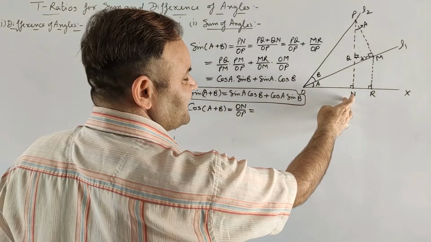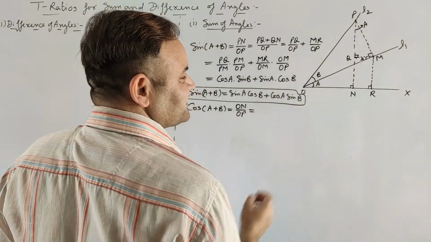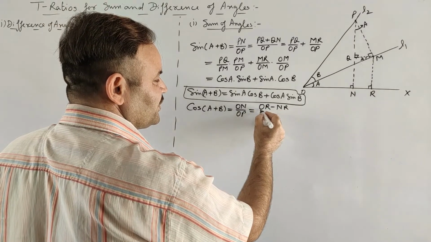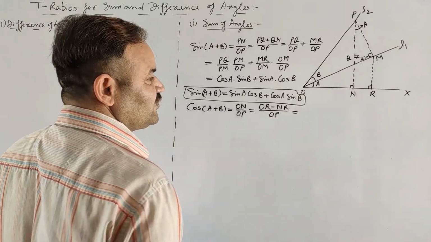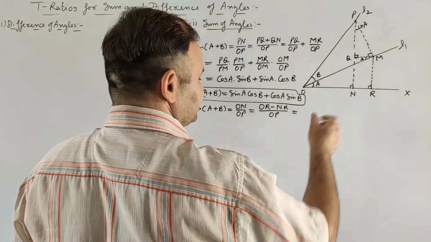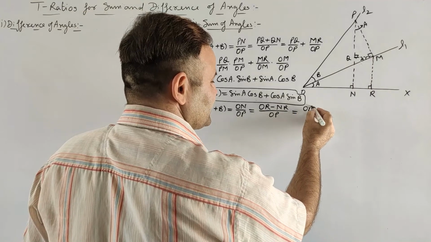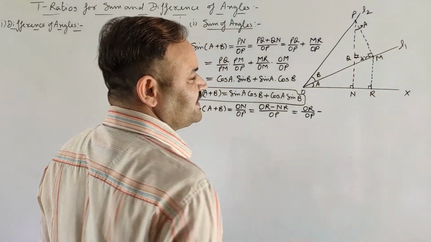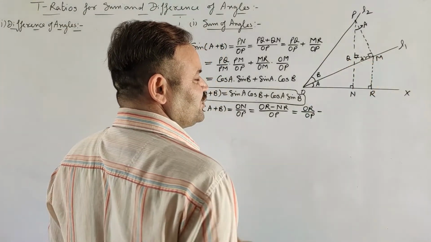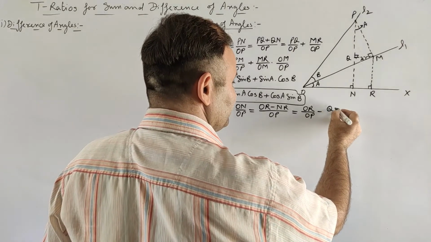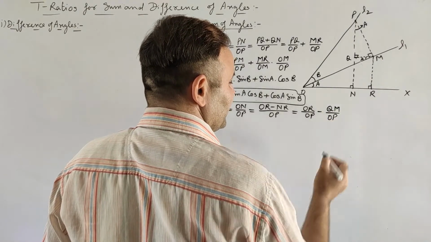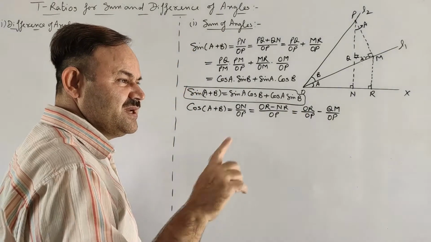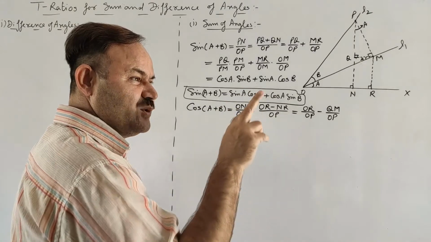Now ON can be written as OR minus NR, so OR minus NR upon OP. Now OR will be kept as such, OR upon OP minus NR. NR can be replaced by QM because NR is equal to QM, so it will be QM upon OP.